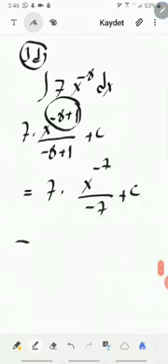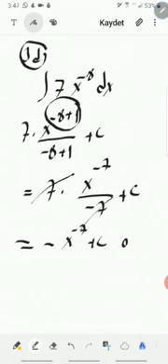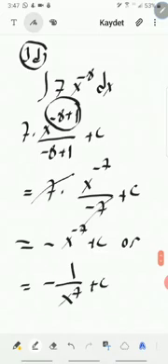plus c. We have a cancellation here. We get minus 1 as a coefficient here, x to the power minus 7 plus c, or minus 1 over x to the 7 plus c. Again, they are both acceptable. The next question.